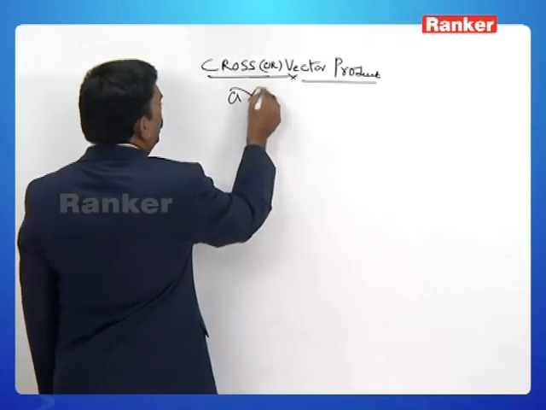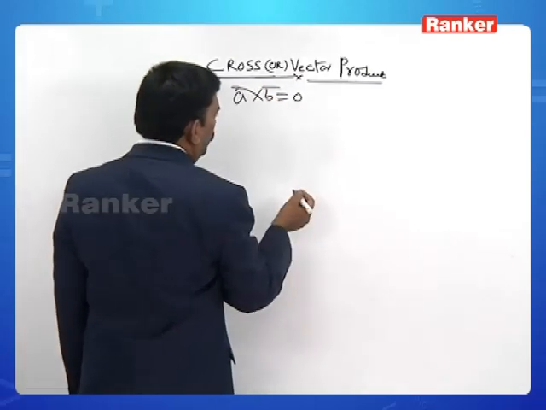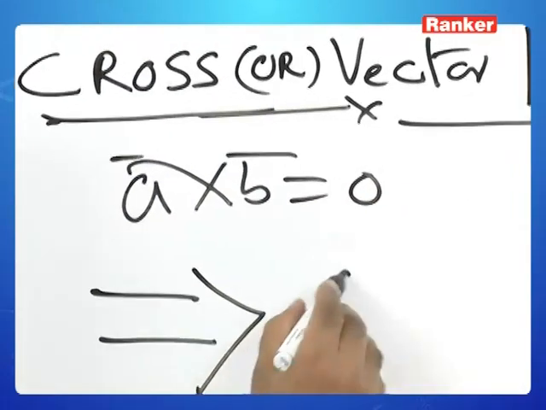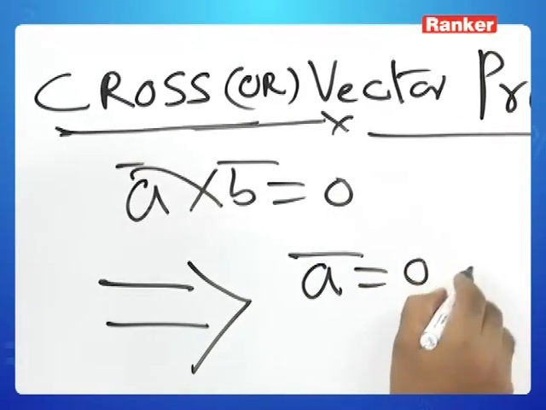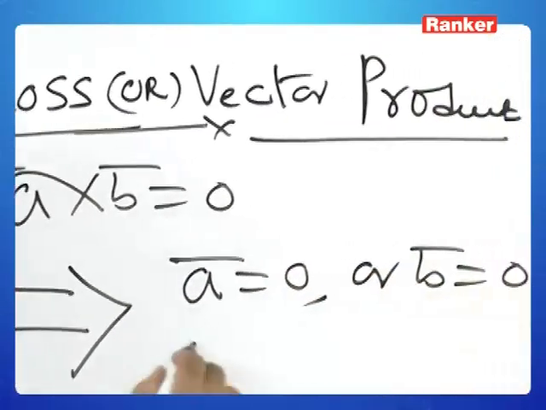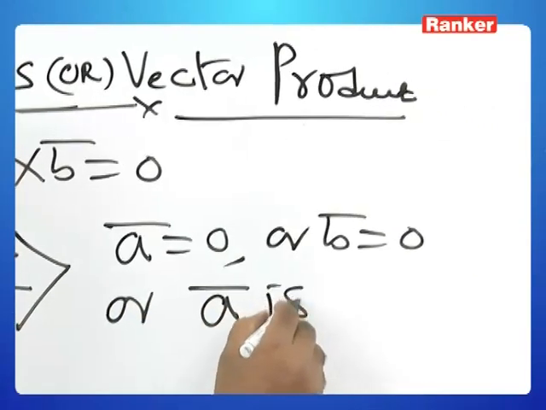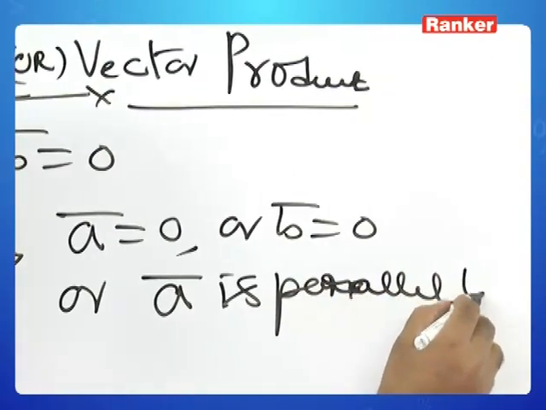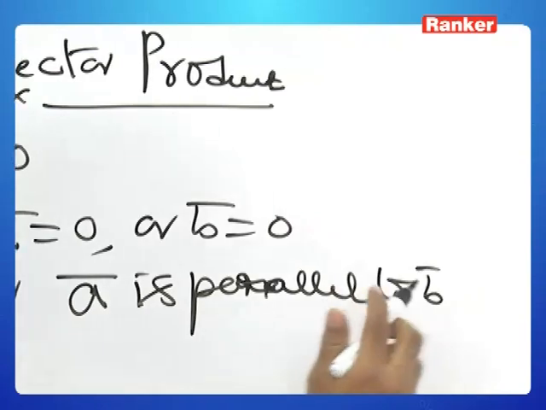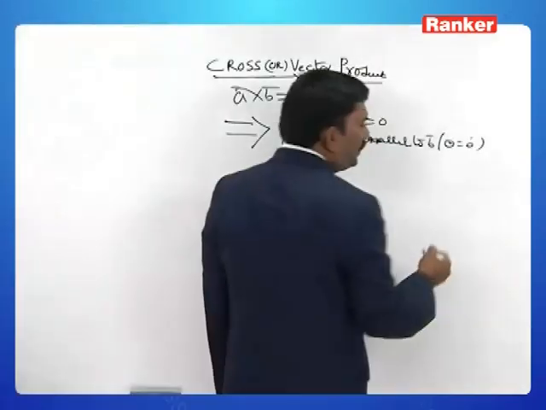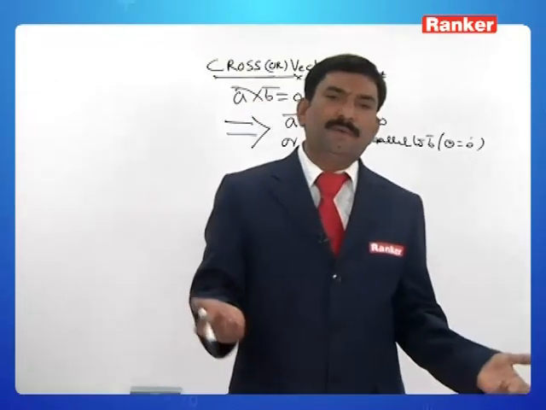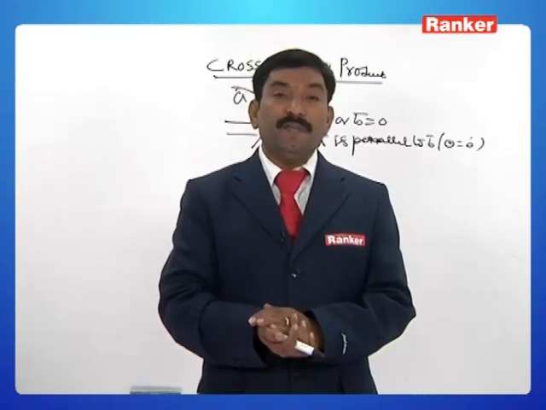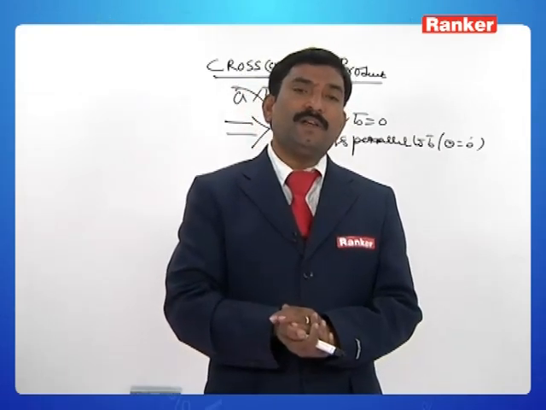A bar cross B bar is equal to 0 or 0 bar, which implies A bar is equal to 0 or B bar is equal to 0 or A bar is parallel to B bar. If A bar is parallel to B bar, theta is equal to what? 0 degrees. When theta is equal to 0, sin 0 is what? 0 degrees. Why? Because A bar cross B bar is always equal to 0.